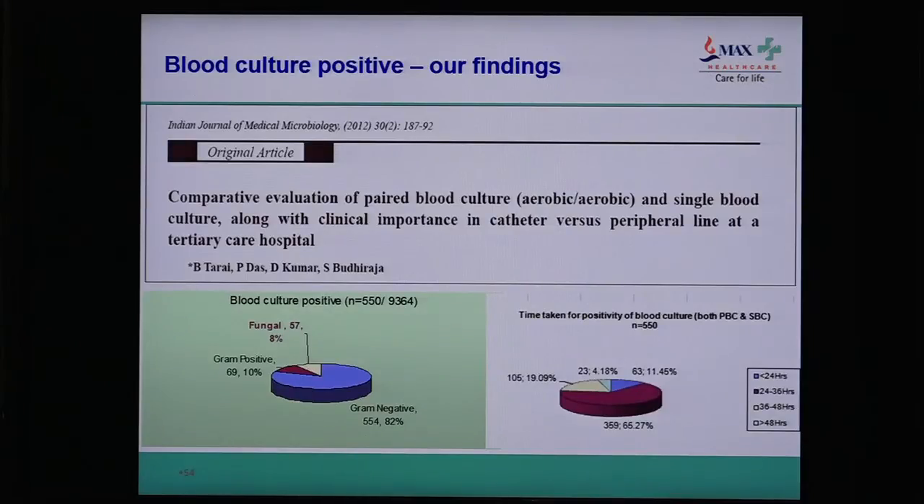So this is the article we published in 2012. Initially when I joined, we collected the data that was published in 2012. These are the paired blood culture data, a comparative evaluation of paired blood culture versus single blood culture, along with the clinical importance of catheter versus peripheral line. Gram negative was 82% positive, gram positive 10%, fungal 8%, and the time of positivity is almost less than 24 hours at 11.4%, and 24 to 36 hours is maximum, 63%, then 36 to 48 hours. So it depends on how immediately it is transported to the lab between collection and loading in the system. So, all depends.